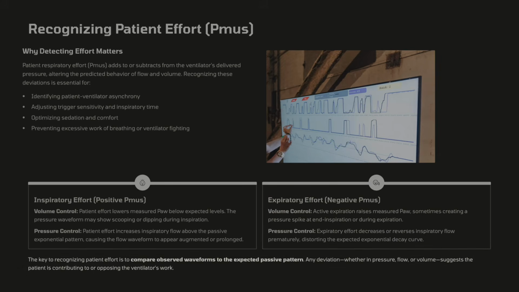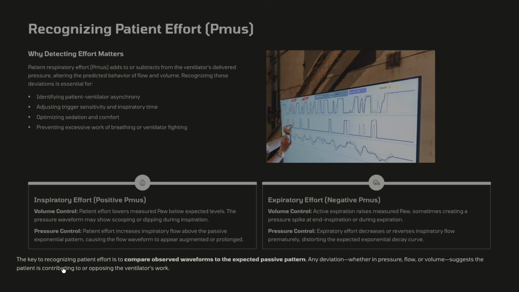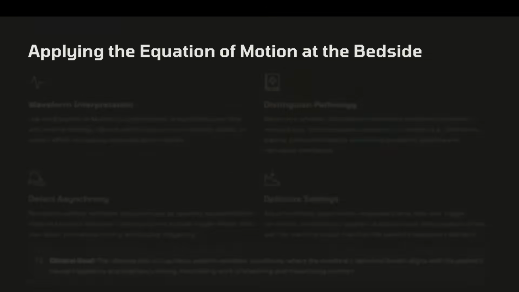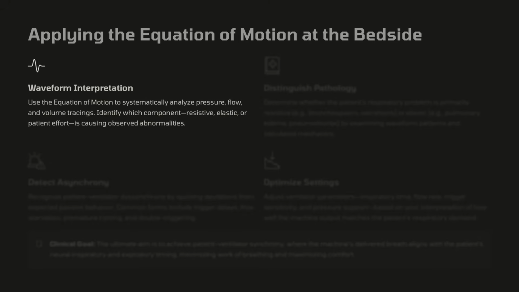The key to recognizing patient effort is to compare observed waveforms to expected passive patterns. Any deviation, whether in pressure, flow or volume, suggests the patient is contributing to or opposing the ventilator's work. Only then can you adjust your ventilator settings. So how do we apply this equation of motion at the bedside?